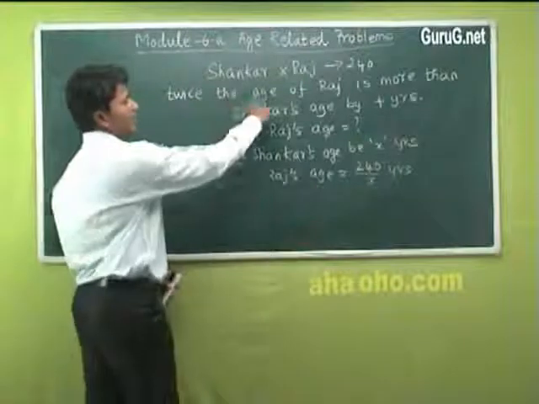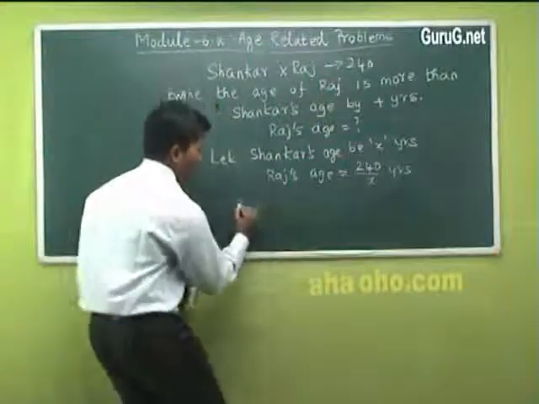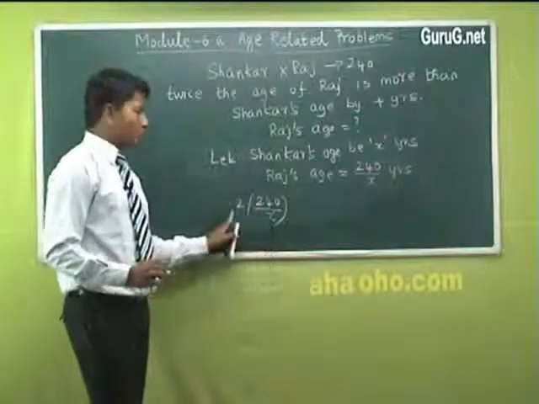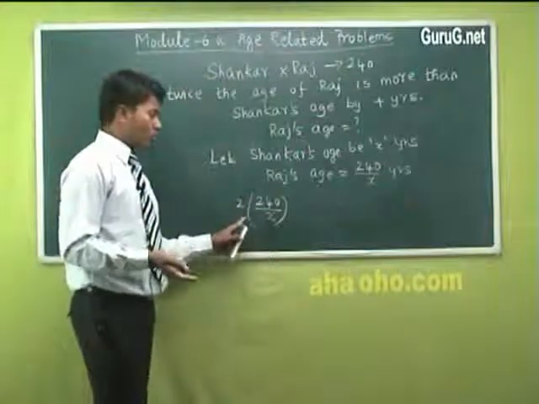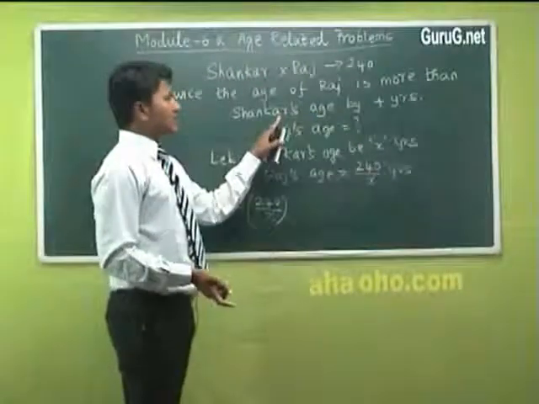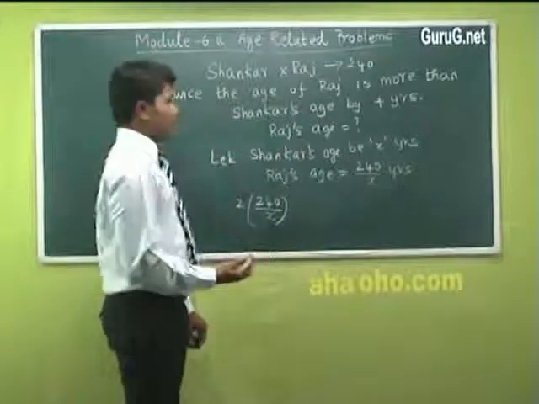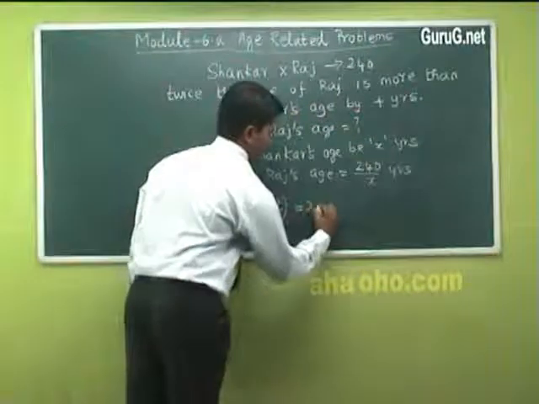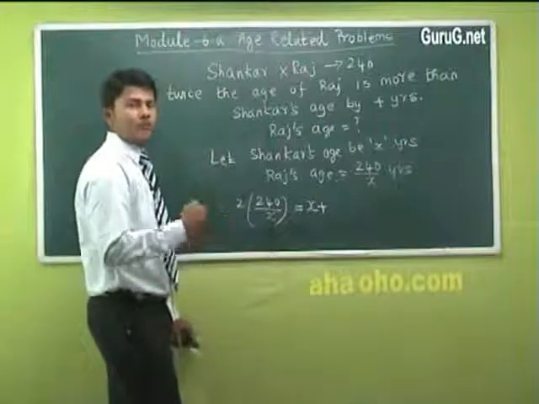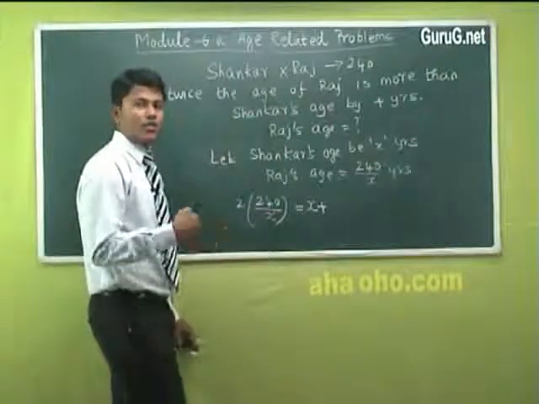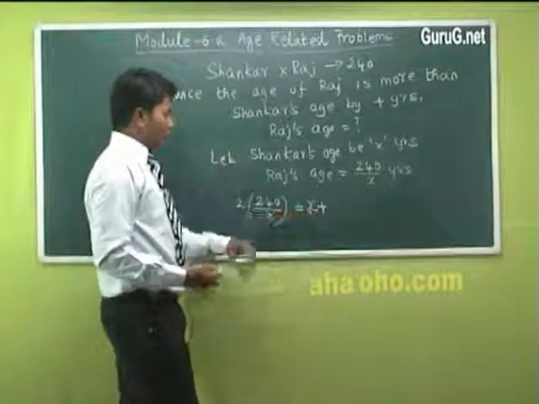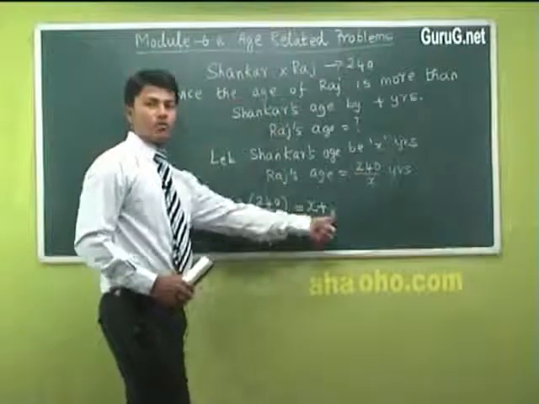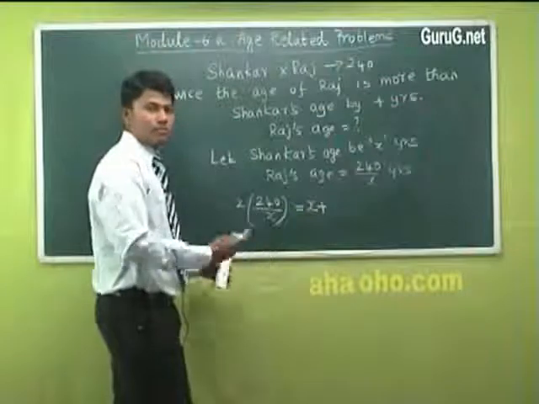Now twice the age of Raj, that is 2 into 240 by x. Twice, in the sense, multiplying by 2. So 2 into the age of Raj is more than Shankar's age by 4 years. What do you mean by more? That is increasing, to add. The value of 2 into 240 by x is more than Shankar's age by 4. So 2 into 240 by x will be equal to x plus 4.